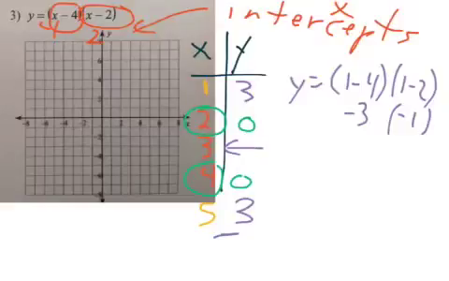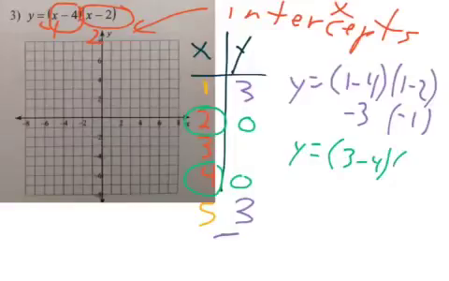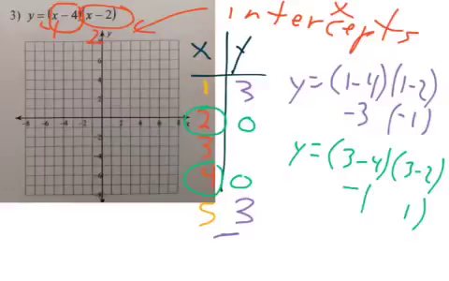So notice all I need is one more point right here in the middle. And guess what? That's the vertex, isn't it? That's the vertex. So here we go again. If I know y equals, and I plug in 3, I'm going to get 3 minus 4 and 3 minus 2. And of course 3 minus 4 is negative 1. 3 minus 2 is 1. What's negative 1 times 1? Well, that's negative 1. We are on our way.